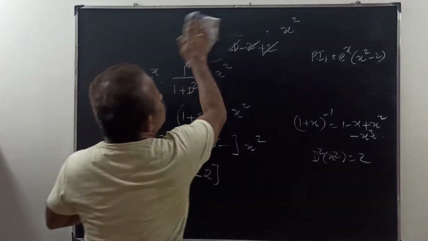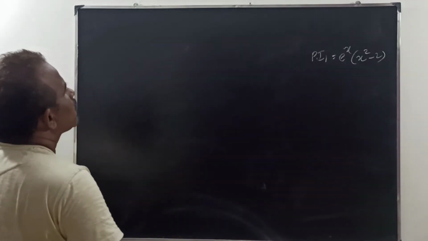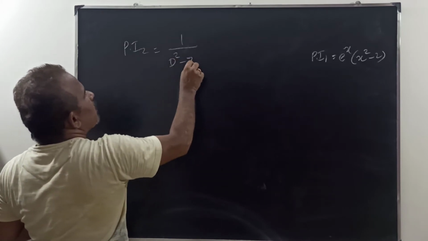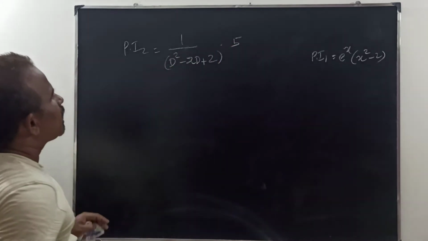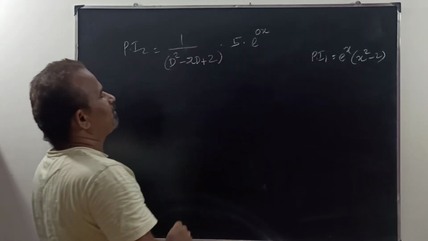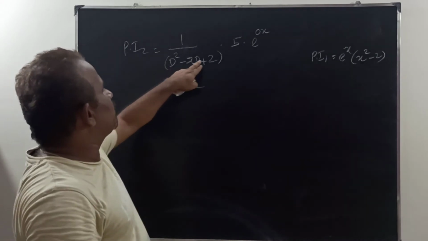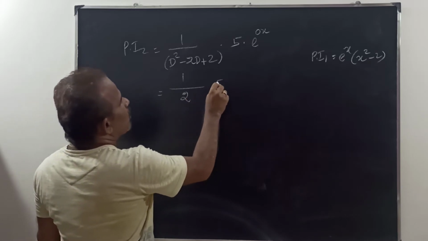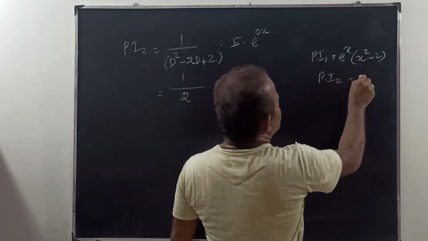Then particular integral 2 is equal to 1 by (D squared minus 2D plus 2) into 5. If the right hand side is 5, we will consider it as 5 into e power 0x. So therefore again by the rule D is replaced by 0. So therefore 1 by 2, D is 0, 1 by 2 into 5 into e power 0x. Therefore the answer is 5 by 2. So therefore particular integral 2 is equal to 5 by 2.